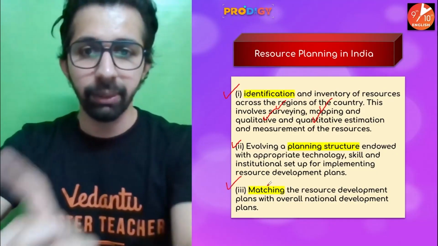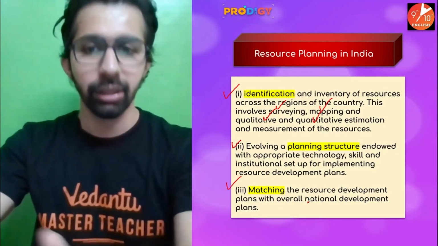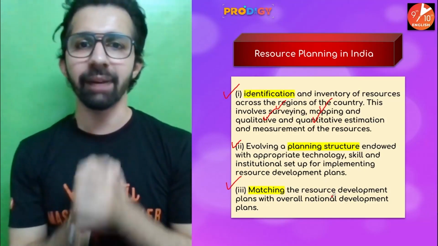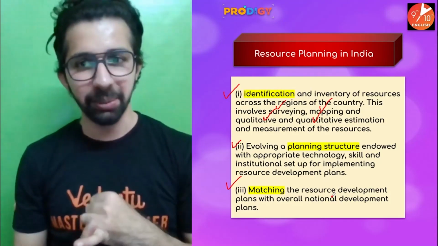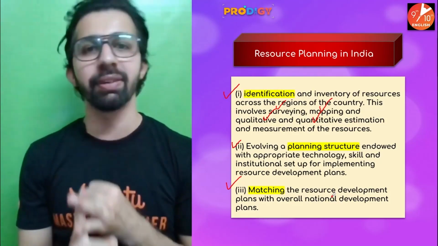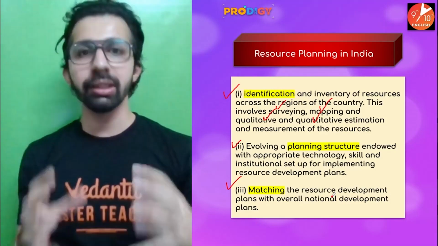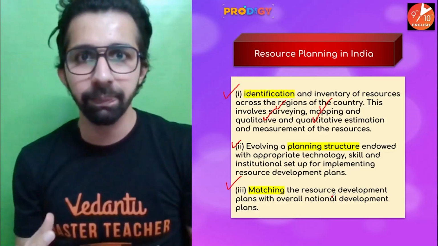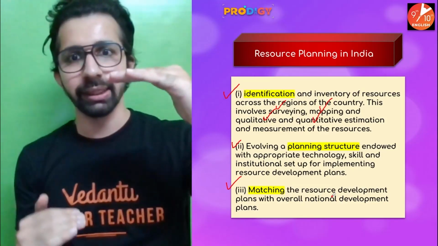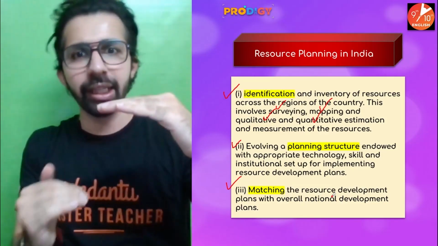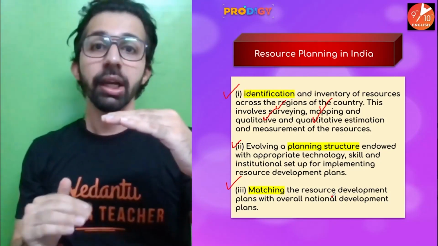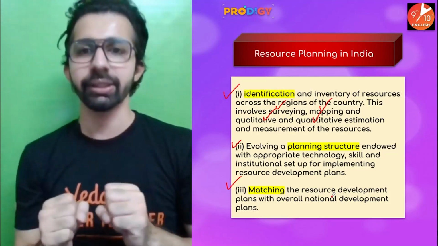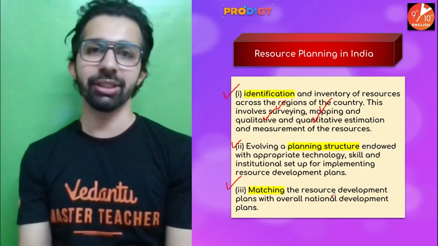And finally, we will match the resource development plans with the overall national development plans. The third step will be after identifying which resources are available in India, after extracting these resources, we will come to know which resources are available, and are they matching the demands of the people? If the demand is more, supply is less, we are in deficit. So in that case, we will import the resources. If we are in surplus, we may export the resources and we will get foreign exchange. So this is how the planning is done.